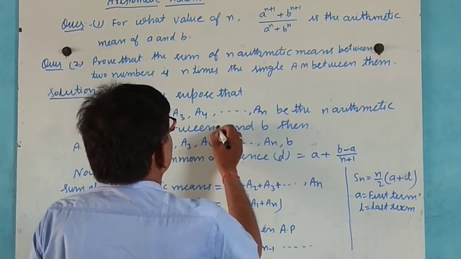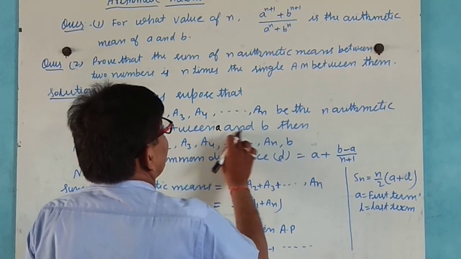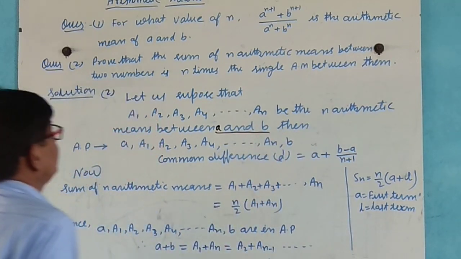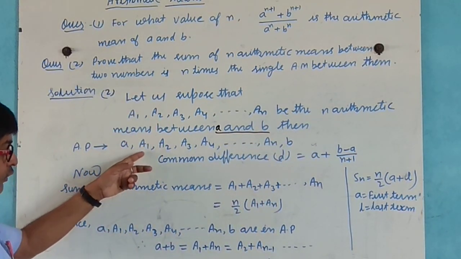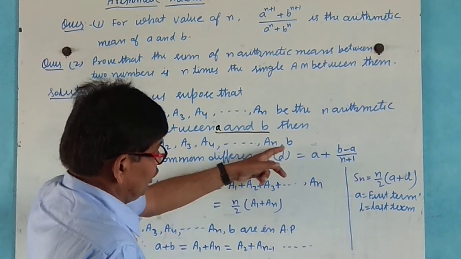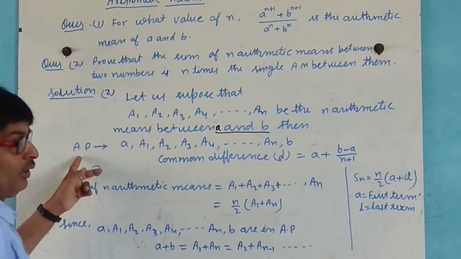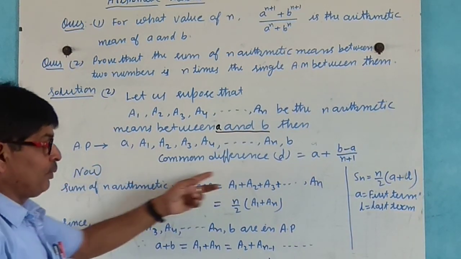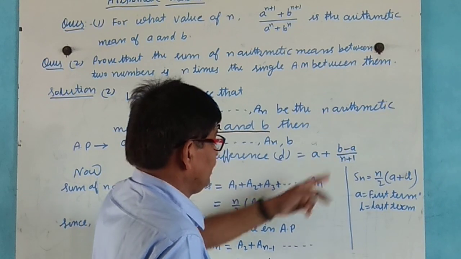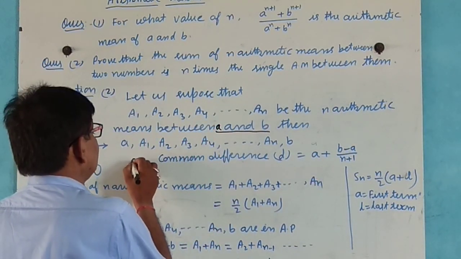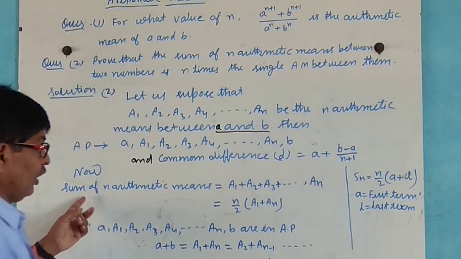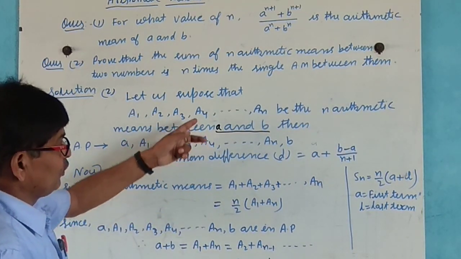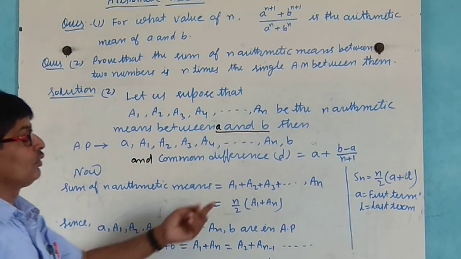Then a1, a2, a3, a4, an and b are in arithmetic progression, and the common difference is equal to b minus a divided by n plus 1. Now the sum of the n arithmetic means a1, a2, a3, a4, an.